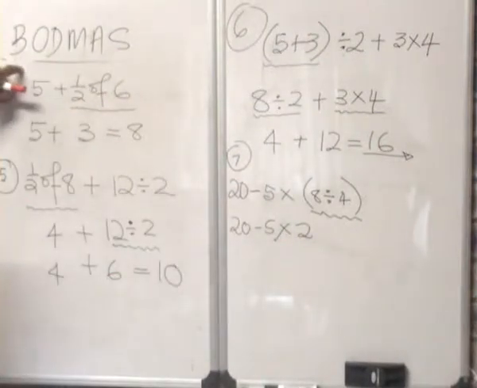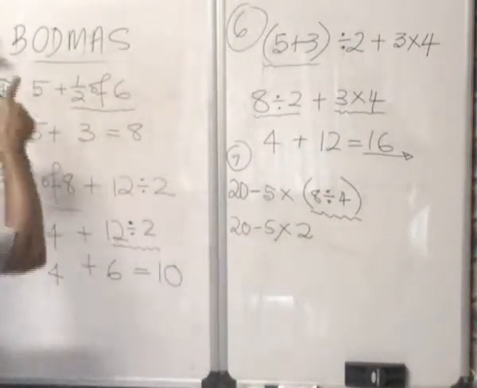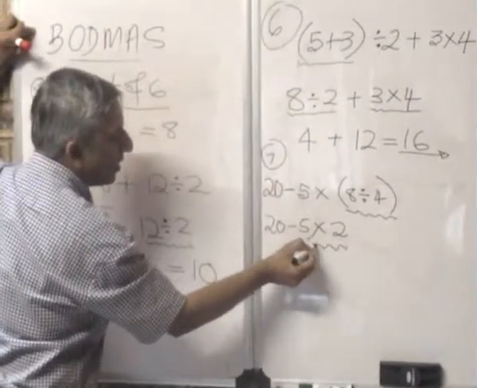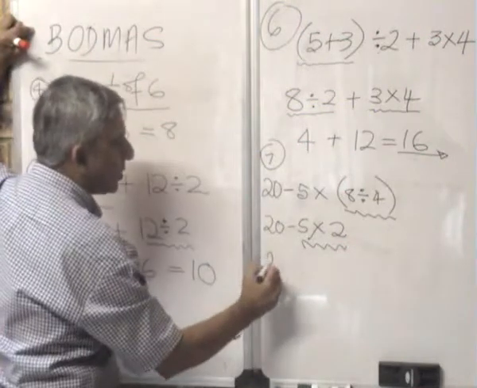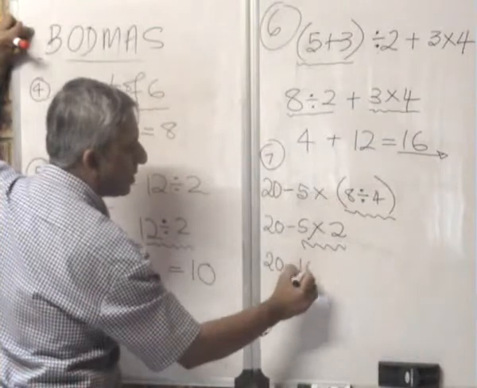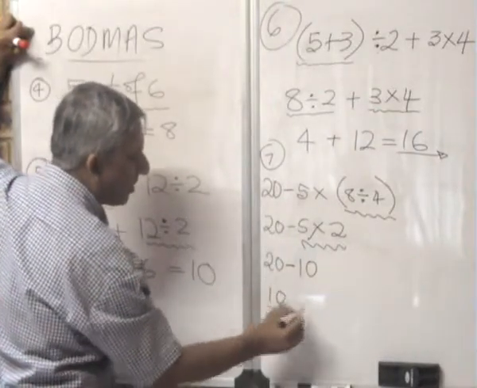Then you come back to the rule of BODMAS and you look at it again. You cannot subtract here now because the rule of BODMAS applies. So when you look here, you've got a multiplication. So you have to do the multiplication first. So you've got 20 minus 5 times 2, 10, which gives you the final answer of 10.